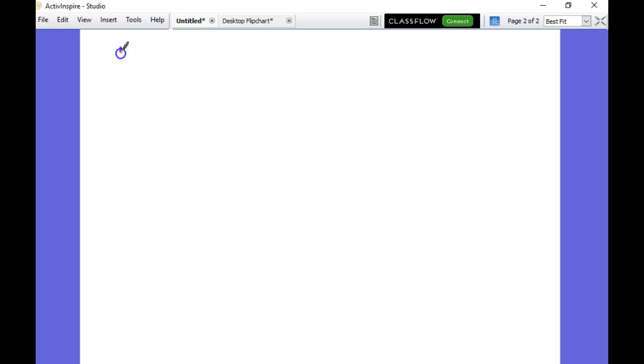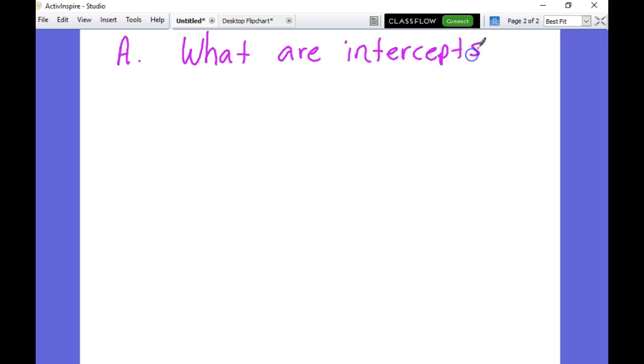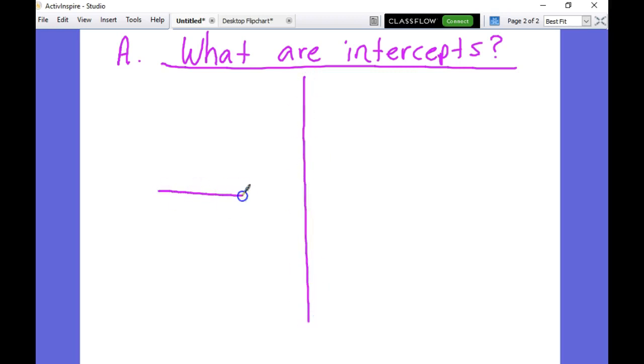Now, part A. What are intercepts? Intercepts are where the graph touches the X and the Y axis. So, for instance, draw something that looks like this. Try to get it to look as much like that as you can.